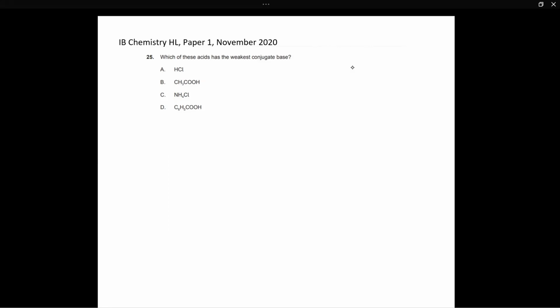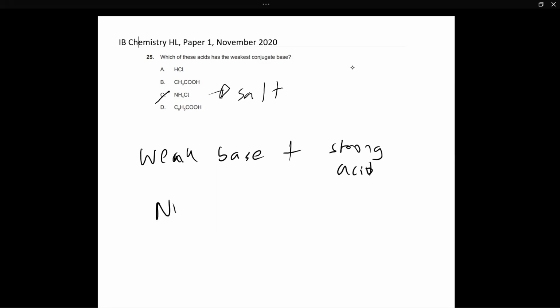We can eliminate C because C isn't even an acid. C is a salt, and this is the salt of a weak base reacting with a strong acid. So it's NH3 plus HCl gives NH4Cl. So that's just some general information for you. This isn't an acid. This is actually a salt. So that's out of the question.